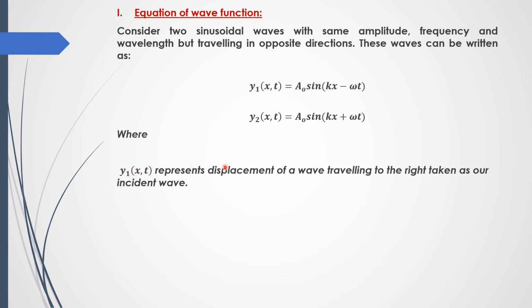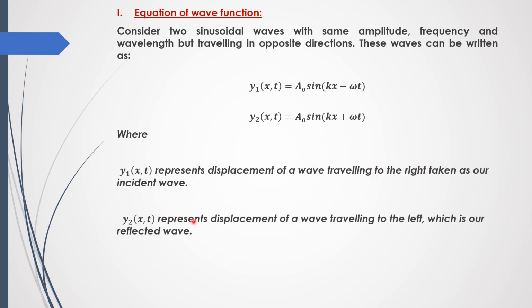y1(x,t) represents the displacement of the wave traveling to the right, taken as our incident wave, and y2(x,t) represents the displacement of the wave traveling to the left, which is our reflected wave. The wave number is the ratio 2π upon λ, and ω is the angular frequency, where λ is the wavelength of the wave.